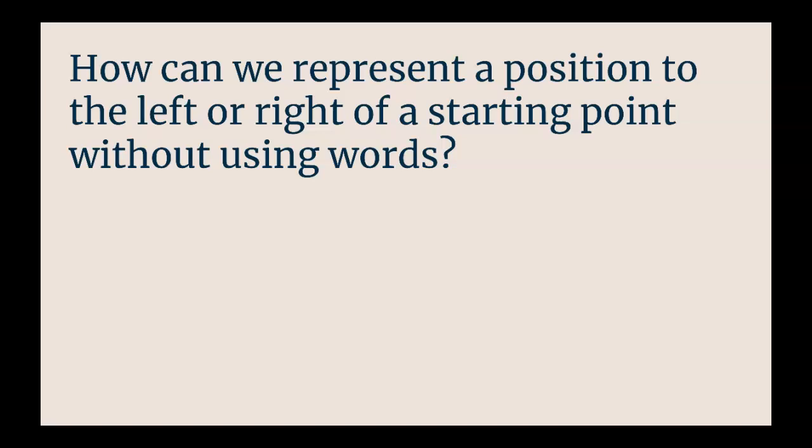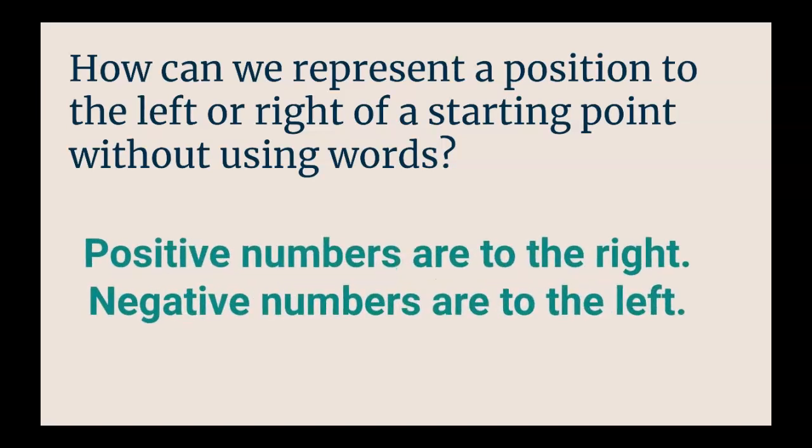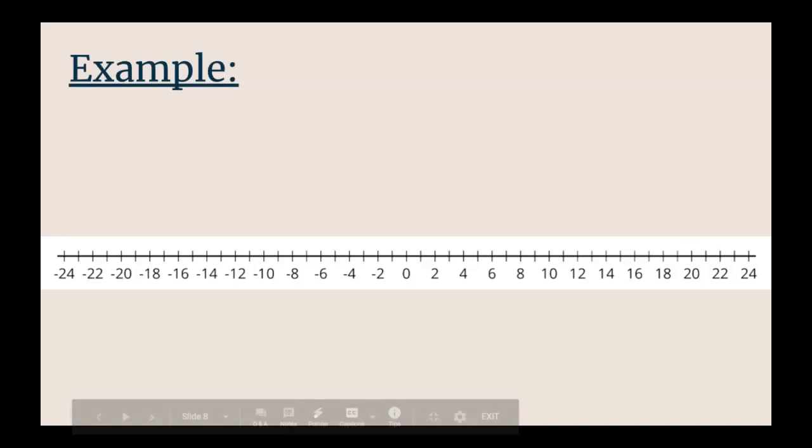How could we represent a position to the left or right of a starting point without using words? Well, we could use positive numbers if it was going to the right and negative numbers to the left. So let's look at this distance, rate, time idea with also this positive and negative. So let's put it together with an example.